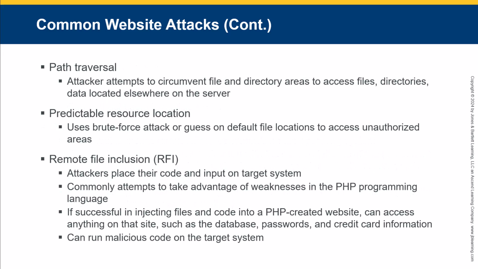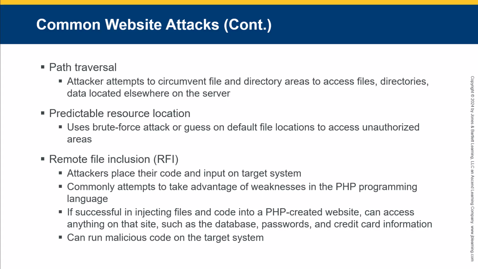That could also be known as a path traversal attack. That's where an attacker will attempt to circumvent file and directory areas to access files and directories where data is located elsewhere on the server. Predictable resource location will use a brute force attack to guess default file locations to access unauthorized areas.